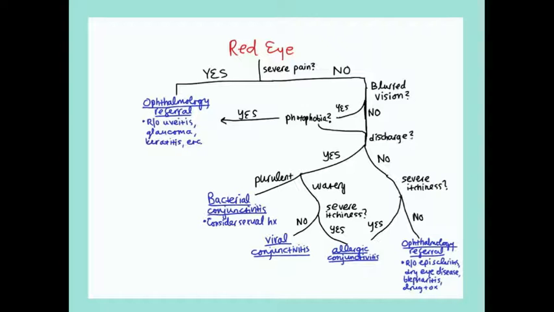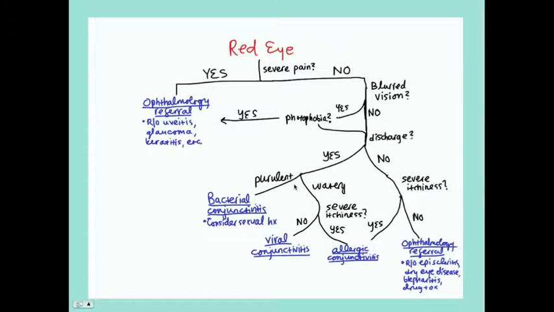If there is not severe pain, if it's just discomfort, then the next question you ask them is, is there blurred vision? Remember, with conjunctivitis, you should not have blurred vision. So if they do have blurred vision, the next question you ask them is, is it made worse by light, or is light uncomfortable for you? And if they say yes, you're going to be referring them for ophthalmology, but not because of uveitis or glaucoma, because in this case we're more concerned about something like corneal abrasion.